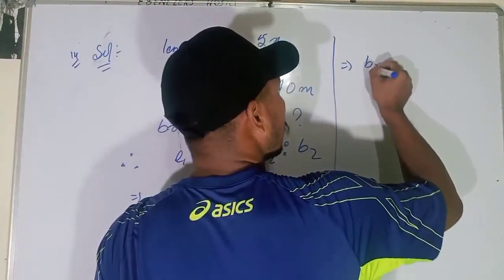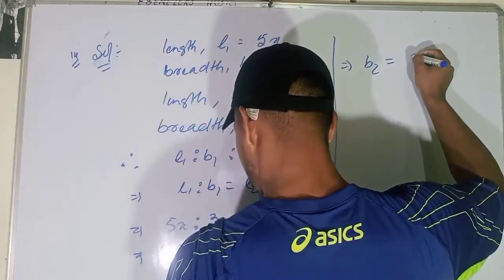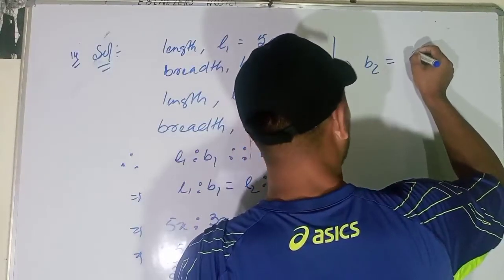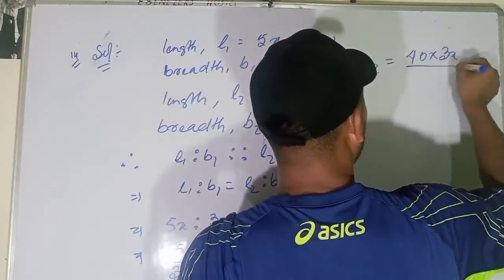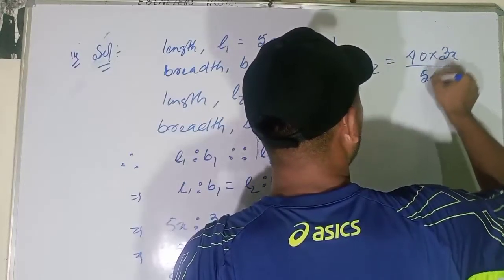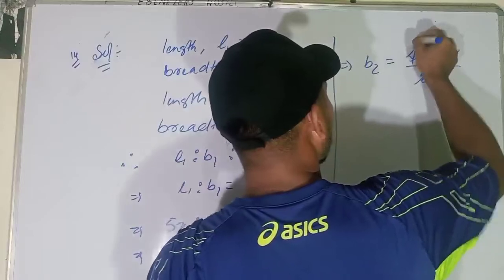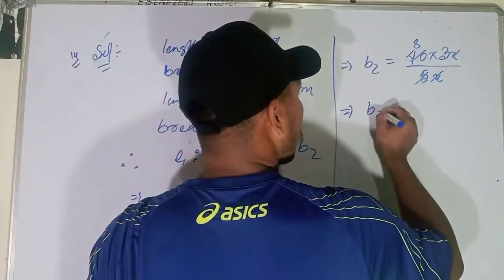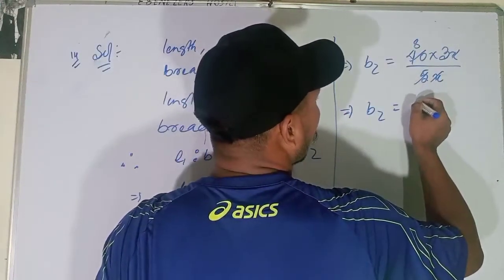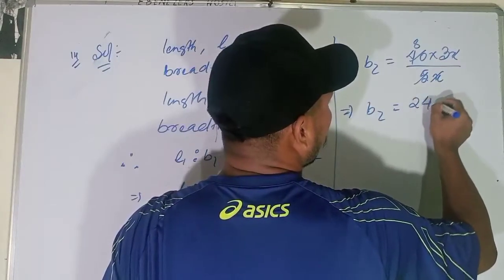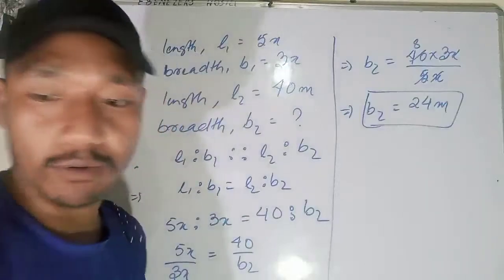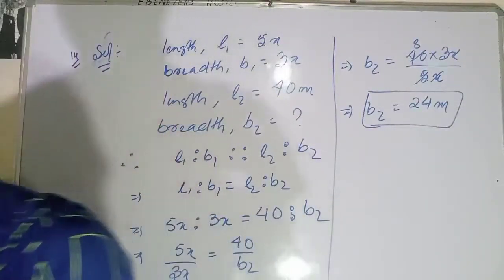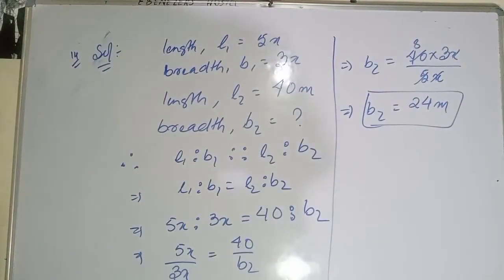Okay, so if I write this again, B2 will be equal to 40 into 3x divided by 5x. So x and x cancel. 5 into 8 is the 40. So what is our B2? B2 is 24. It is 24 meters. What is the breadth? The breadth is 24 meters. Okay, the breadth is what? 24 meters.